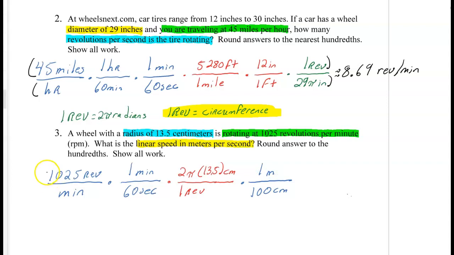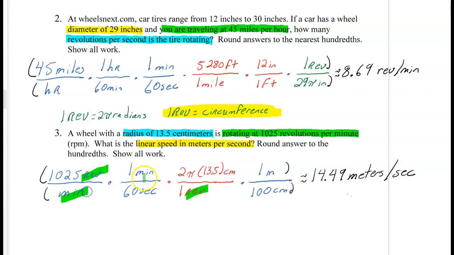And then if we use our calculator and put parentheses again, and we were to multiply across, we will get 14.49 meters per second. And just for emphasis, I'm going to show you that the units reduce out. So revolutions reduce, the minutes reduce, the centimeters reduce. So we're left with only meters over seconds.